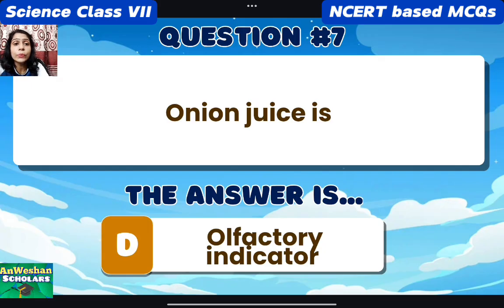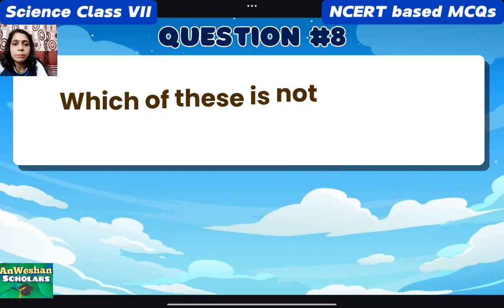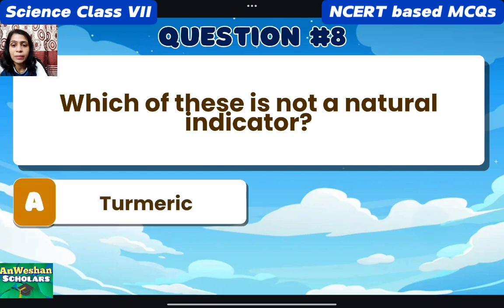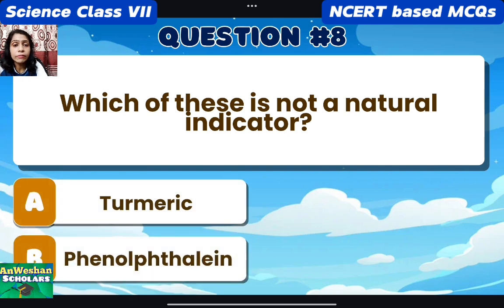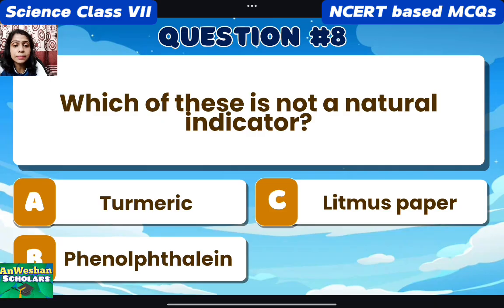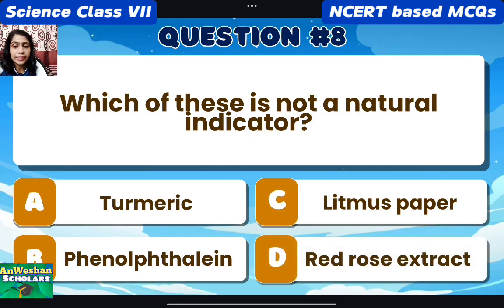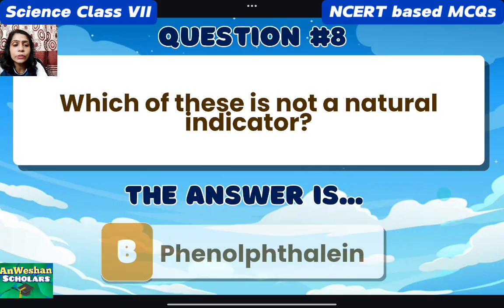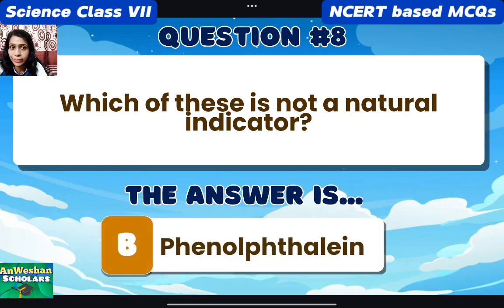Now moving on to question number 8. Question number 8 is, which of these is not a natural indicator? A, turmeric, B, phenolphthalein, C, litmus paper, or D, red rose extract. Well, you can very well see that option A, turmeric, option C, litmus paper, option D, red rose extract are natural. Which of them is not natural or a synthetic indicator? Yes, my dear students, it is option B, phenolphthalein. You're going to use phenolphthalein in your lab quite frequently.